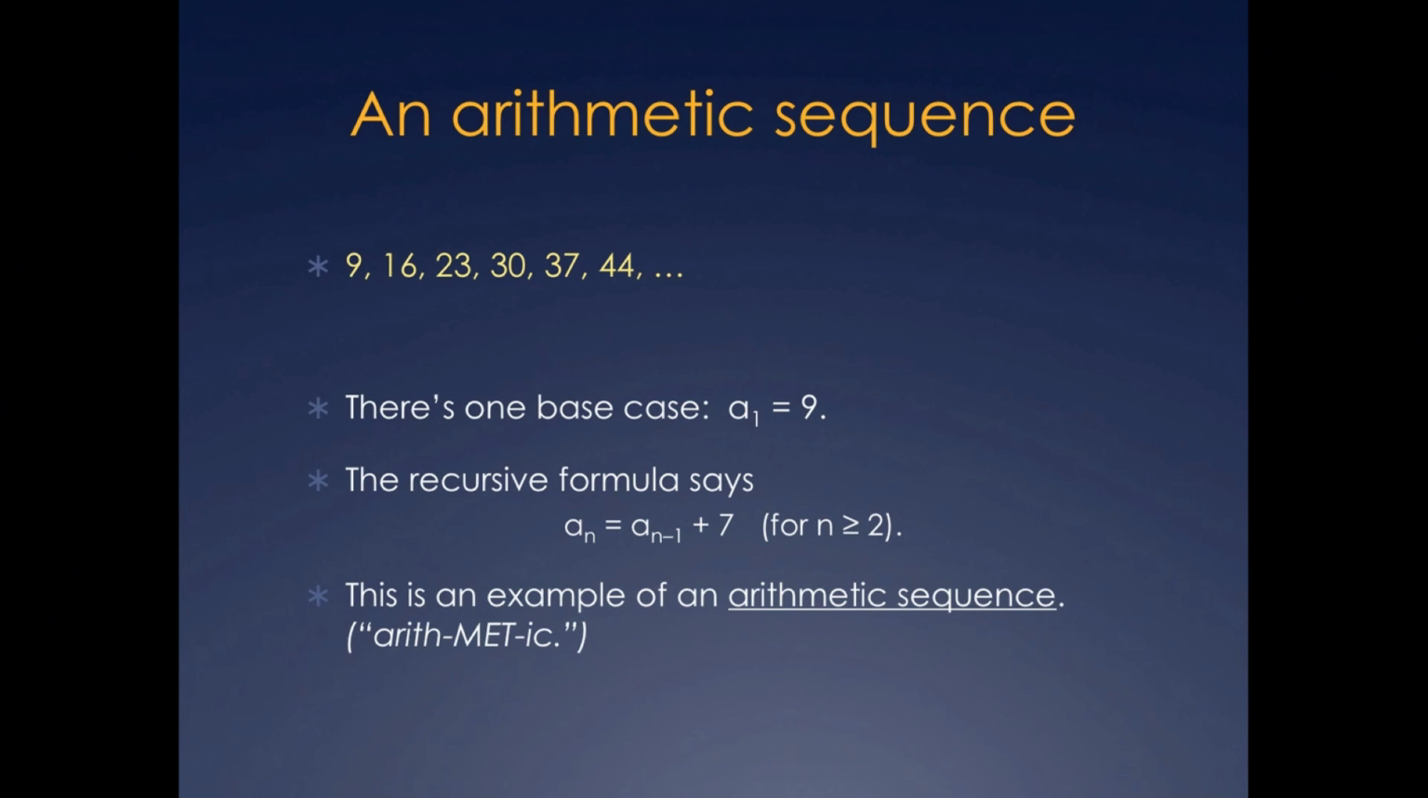Now, you can't start out with that rule because there is no previous term. So it's not enough just to give the recursive formula. You also need to give a little bit of extra information. Here it's just one value. You have to say a_1 is equal to 9. So here we say there's just one base case, unlike in the Fibonacci sequence where we had to give two base cases.